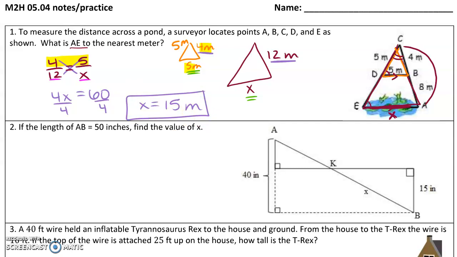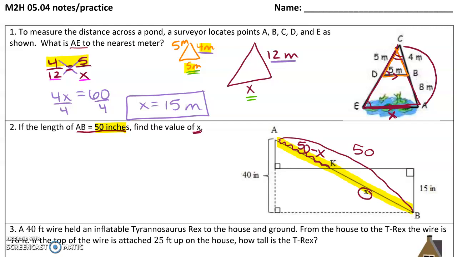All right, let's take a look at the second one. It says if the length of AB is 50 inches, so from A all the way to B, that whole thing is 50 inches, find the value of x. So x is here in our picture, which means if we're given something about this, we could figure out what the length of AK is. If this whole thing is 50, and we are given that this portion is x, we know that what we have left over is the whole thing minus what we're given. So this section here is going to be 50 minus x.